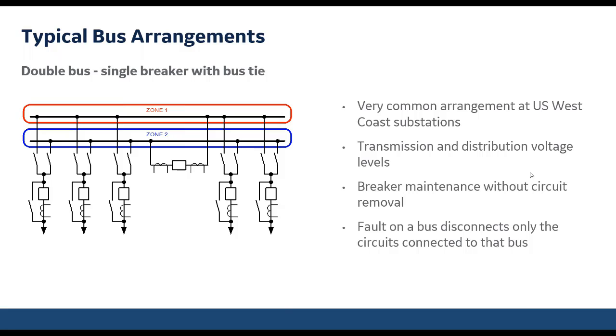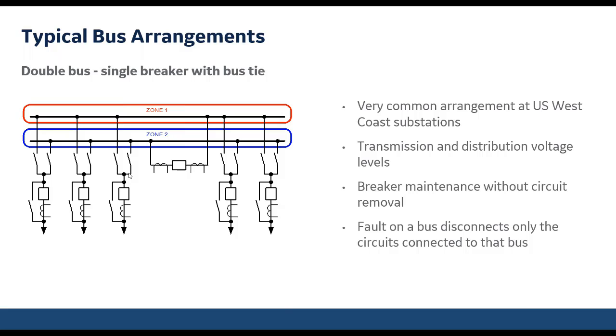The flexibility of this is you could do breaker maintenance without the circuit removal. So you open the disconnect switches and you close the disconnector to bypass that breaker. Then you could draw that breaker out and do some maintenance on it. And a fault on a bus disconnects only the circuits on that bus. So if I have a fault on bus zone 1, it's only going to affect the loads that are connected to bus zone 1. I could quickly transfer those loads over to bus zone 2 by opening and closing those disconnect switches.